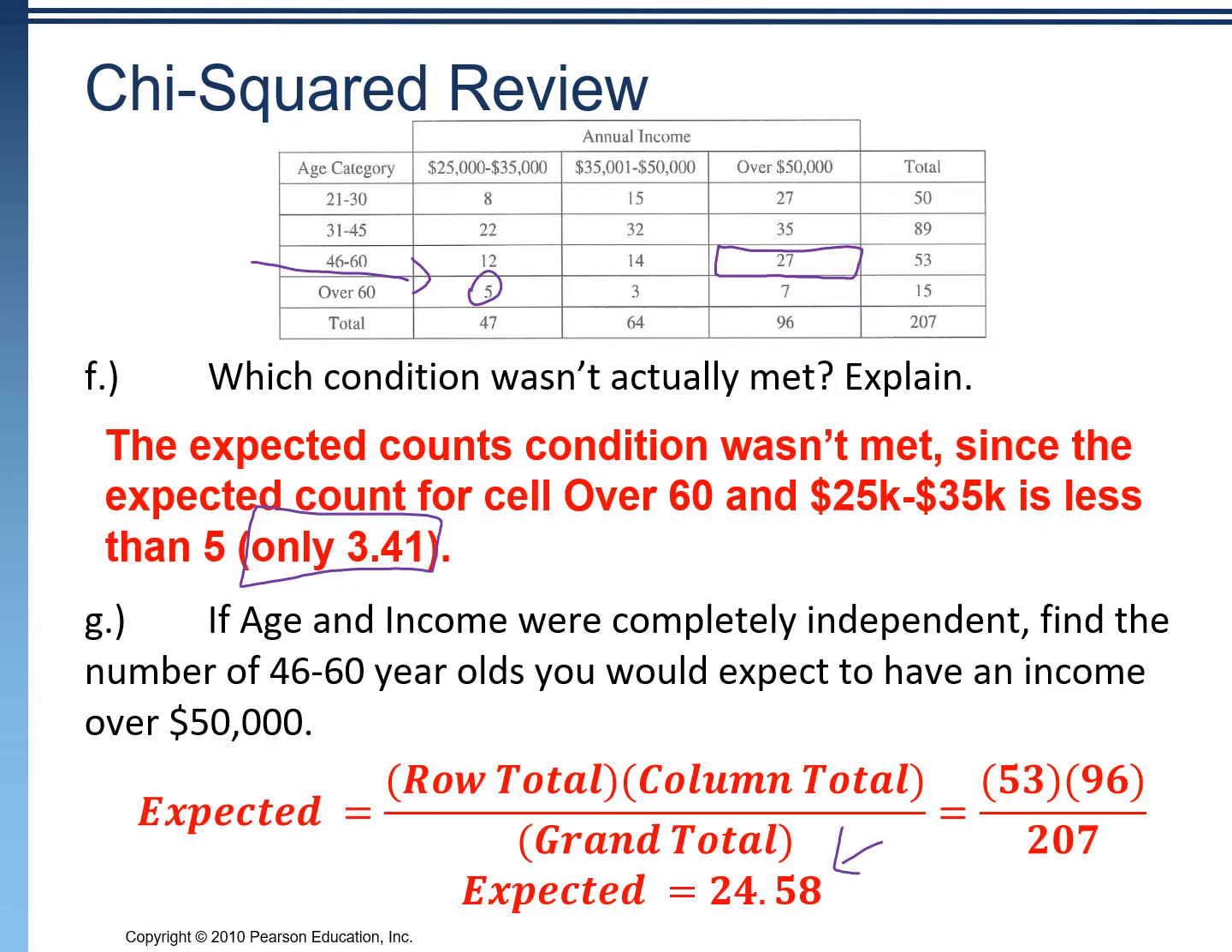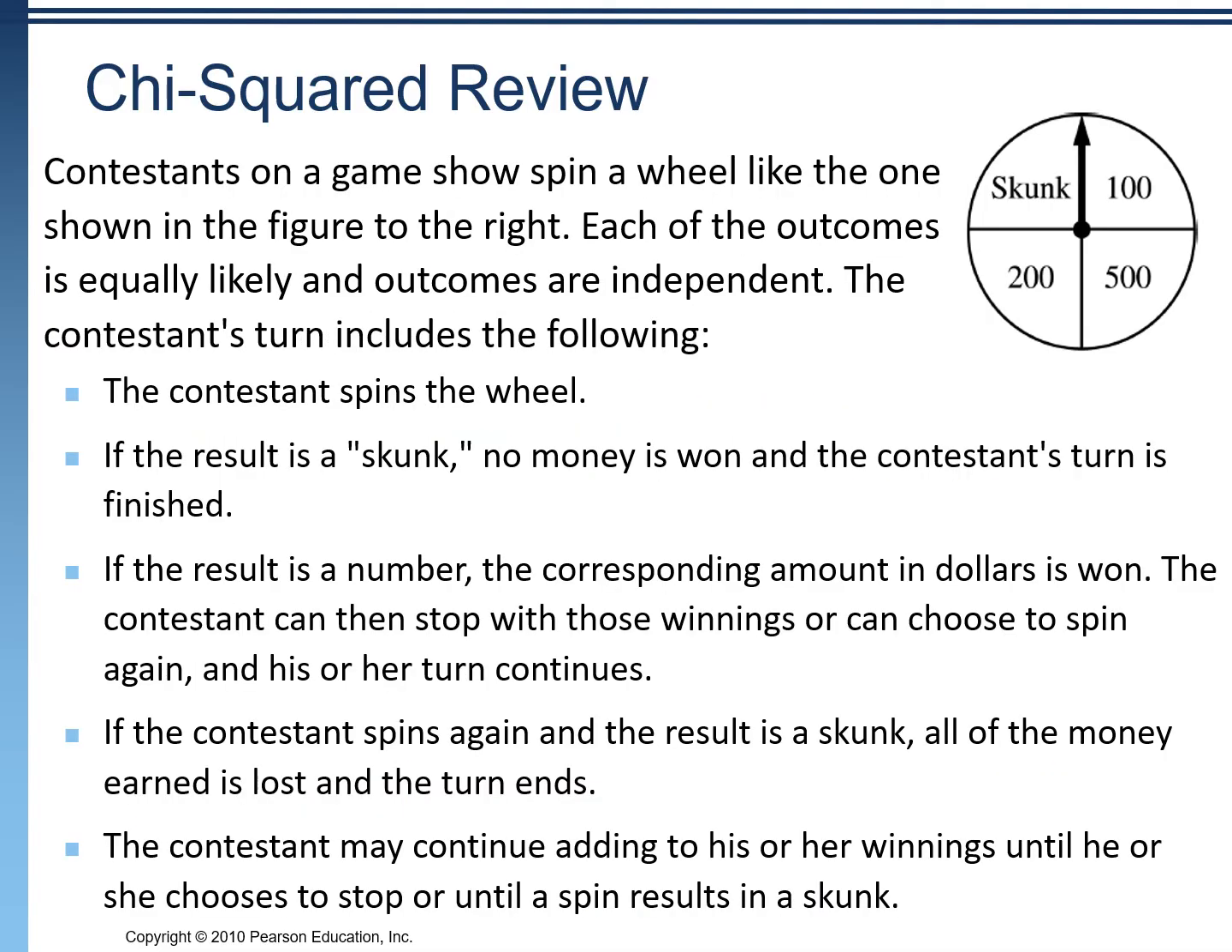That's what we would get if these variables were actually independent. Now for our next problem stem, we have this spinner wheel here showing some numerical values, 100, 200, 500, and the word skunk there. So this is involved with a game where a contestant comes up, he spins the wheel.